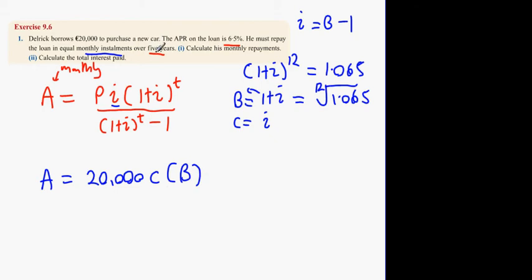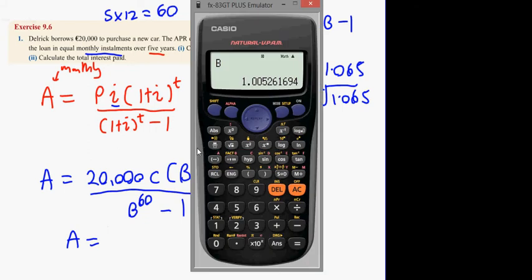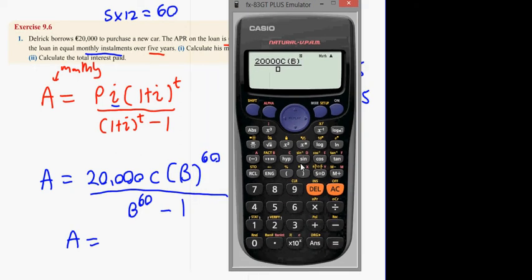Now, we're told 5 years, and it's paid monthly, so 5 multiplied by 12 gives 60 months. So the T value is 60, and then it's going to be B to the power of 60 minus 1. So our A value, the amount we're going to pay back each month, is equal to this here. So we press the button and we get 20,000 C multiplied by B. Now we can see by using these formulas, we don't have to write down all the decimal points. It makes our job a lot easier.